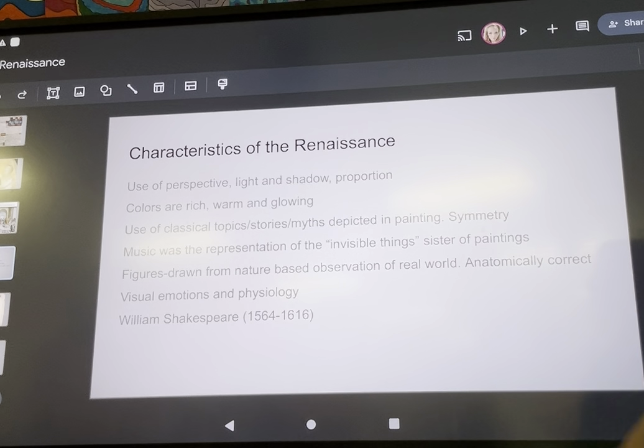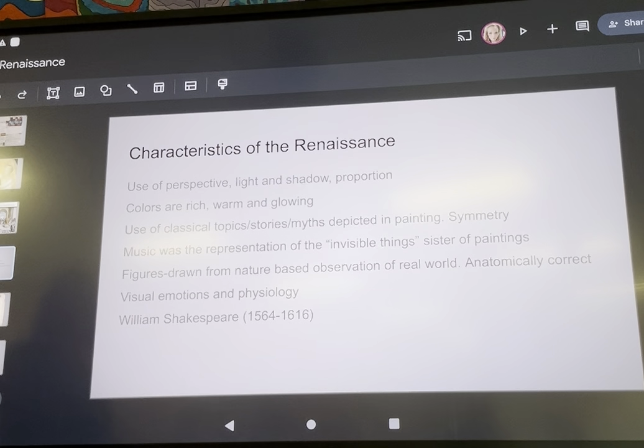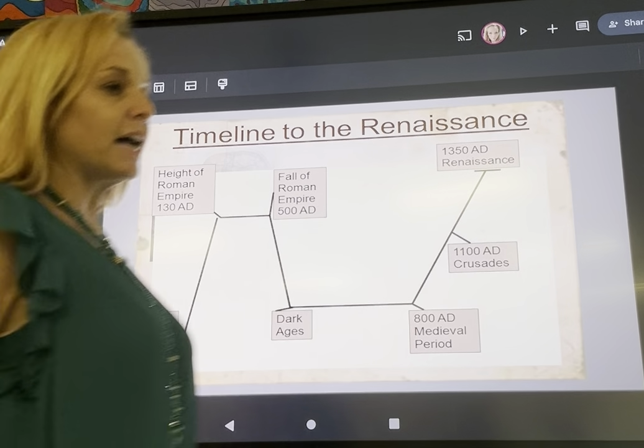And then I just wanted to remind you that, as far as literature, this is the age of William Shakespeare. So I'm going to give you that to look at.